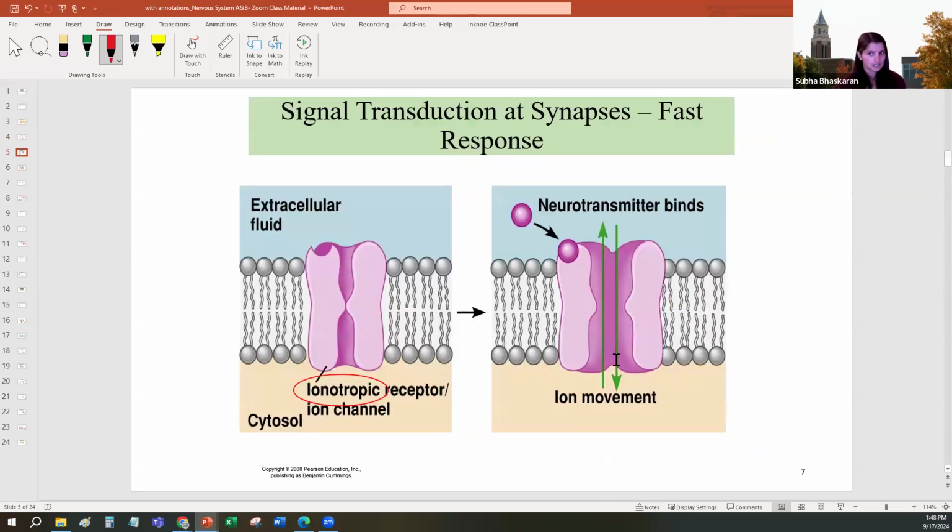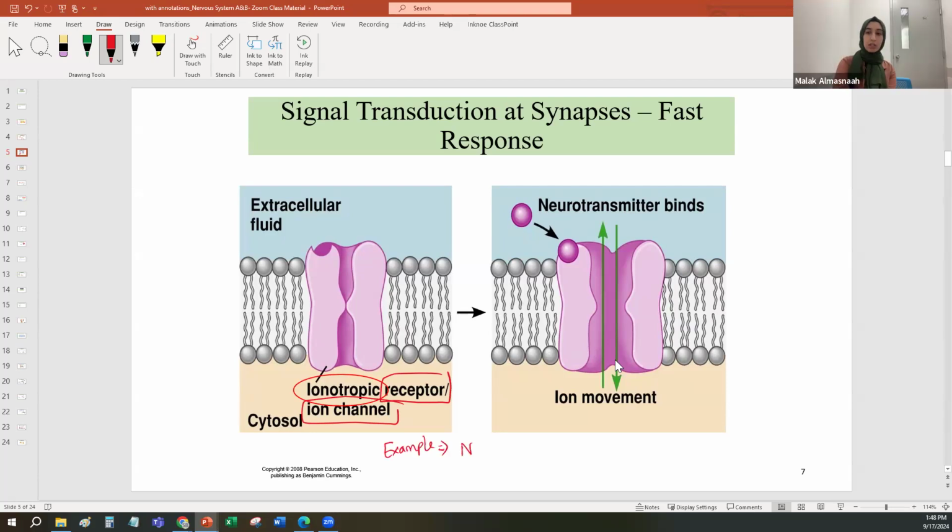So, signal transduction at synapses. Now here you see this is a receptor. The receptor is behaving as an ion channel. Yes or no? Right? So what is a classic example that we just saw in skeletal muscle, a receptor behaving as an ion channel? Can anyone give me a quick name? An example? The nicotinic acetylcholine receptor. Very good.